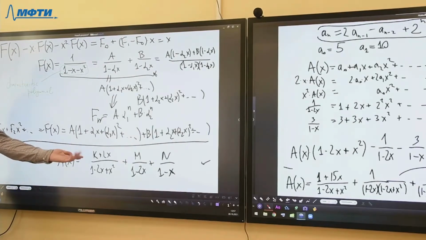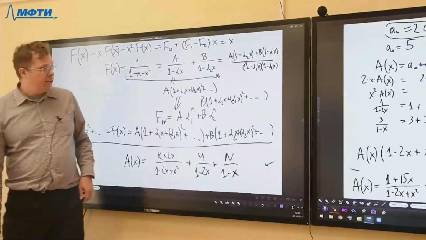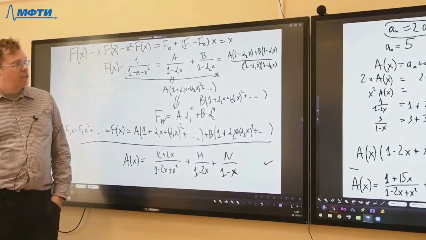And so we can have only 4 coefficients, and we can find them looking at the first initial numbers of the sequence a of x. So I want to just show the main idea of how we can find them.